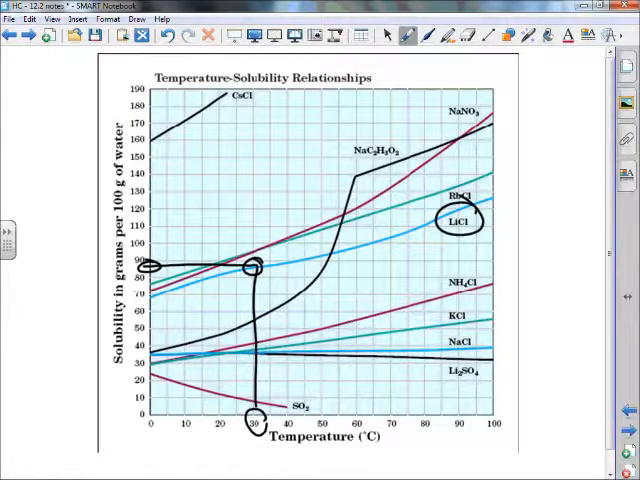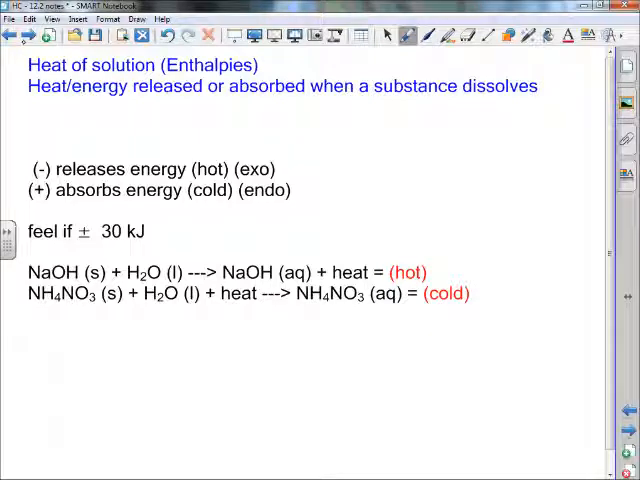Pretty straightforward. All right, last thing we're going to talk about is when things dissolve, they actually can either release energy or absorb energy. Things get hot when we dissolve them. Some things get cold when we dissolve them. Two great examples. Number one, instant ice packs. You got a solid, you got a liquid, you crush it up, you mix it. All of a sudden it gets cold. Well, you shake it up, it dissolves that solid inside, and it gets cold. That's an endothermic reaction. When that dissolves, it is absorbing energy from the surroundings.